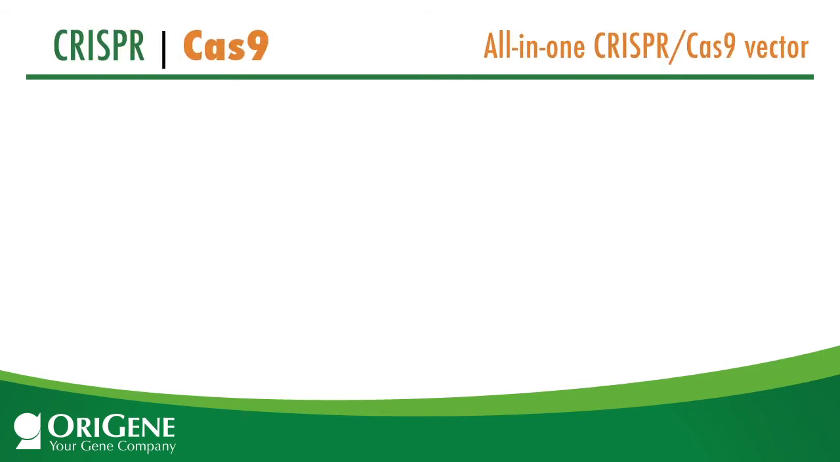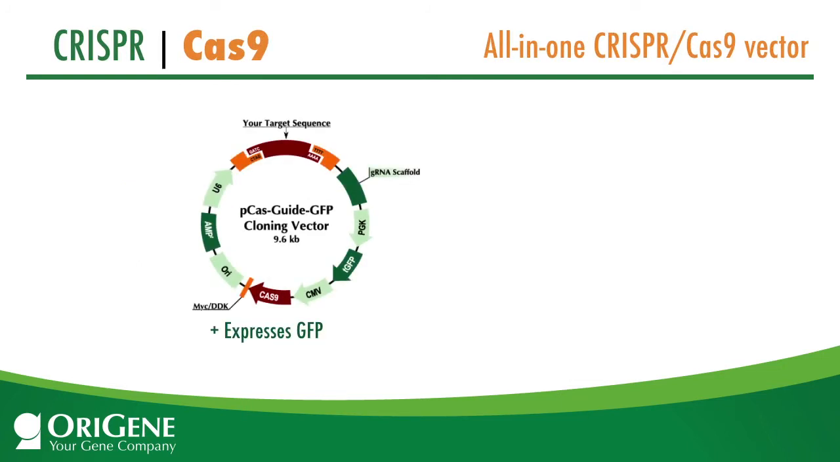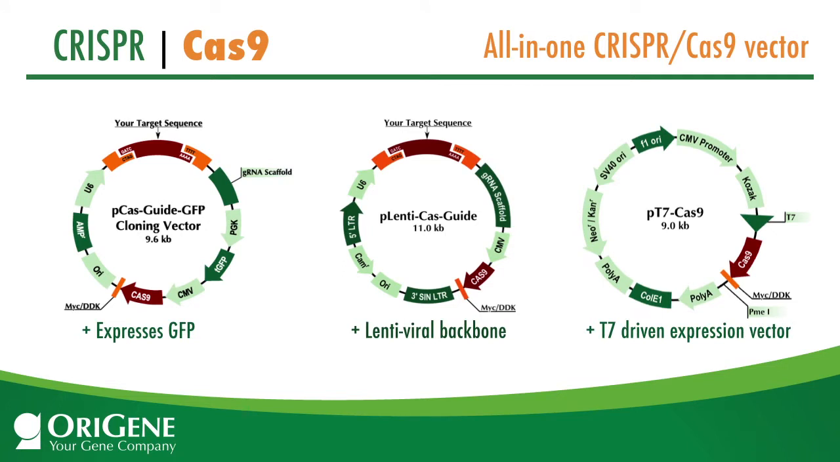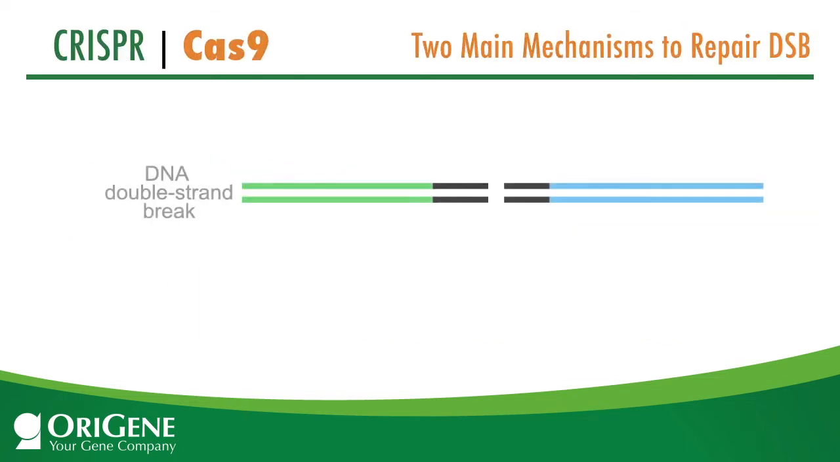Other vector variations are also available to provide added convenience, such as GFP for transfection monitoring or Lenti-backbone for viral delivery. For researchers who perform mRNA microinjection or mRNA transfection, a T7-driven expression vector is available. With the CRISPR-Cas system, genome editing is now smooth sailing.